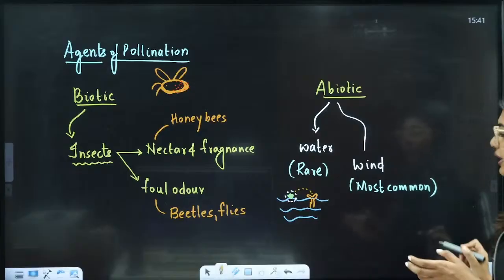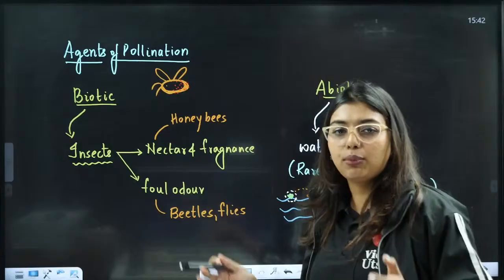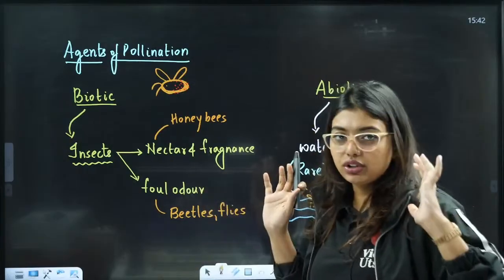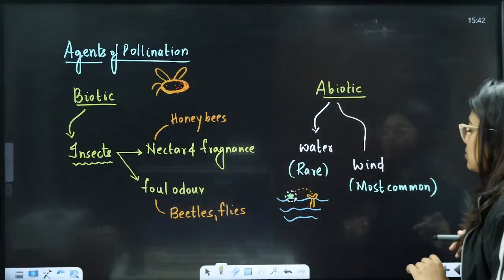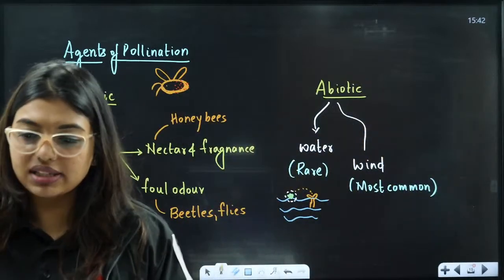Okay, with wind normally what will happen? As the wind flows, the stigma and the pollen grains will go and it will go and fall on the stigma. Clear? Now, this is what are the different types of modifications that are going to be there. I hope this is clear to all of you.